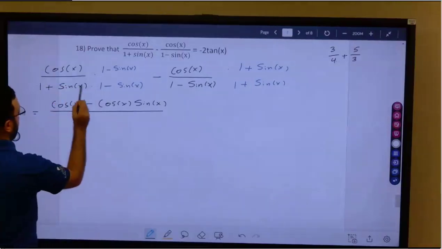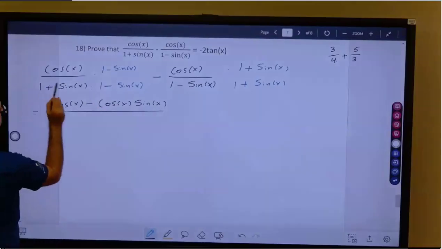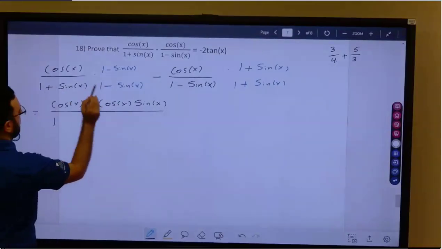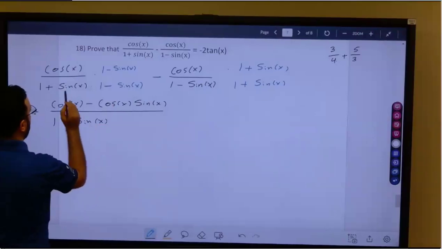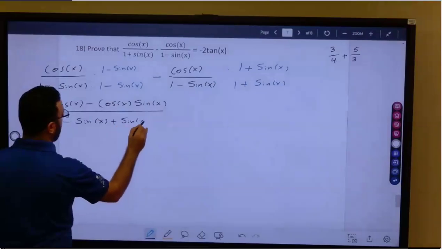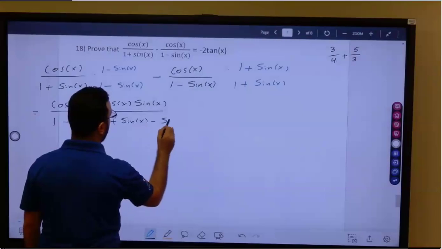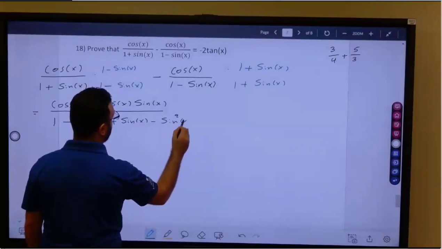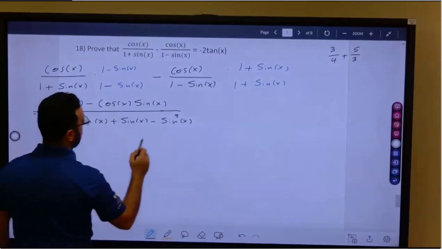We're going to FOIL these. This looks like we have FOIL in 2 parentheses. So 1 times 1 is going to be 1, 1 times negative sine, so minus sine x. Sine times 1 is plus sine x. Sine times negative sine is going to be negative sine squared of x. This is the whole thing only for this part.